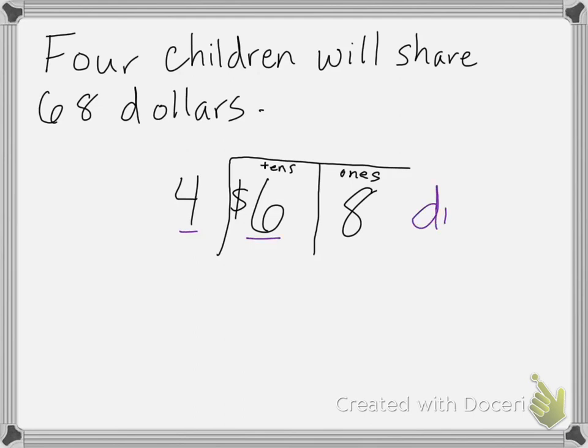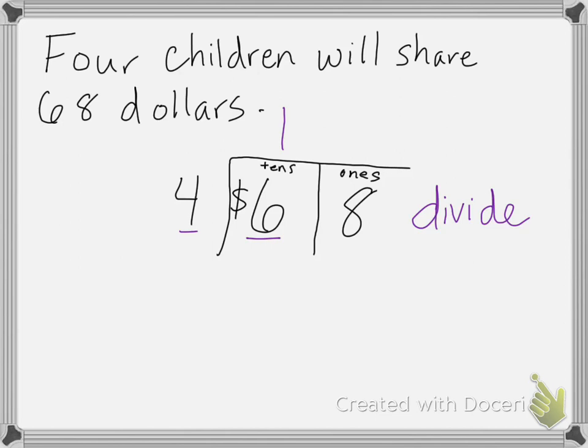The first step is we're going to divide. Okay? So, how many tens will each child get? Well, each child is going to get 1 ten because I can only put 4 into 6 one time. So I put a 1 above the tens digit.